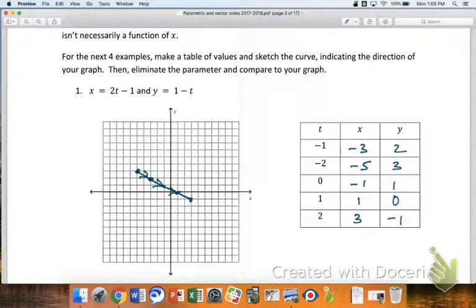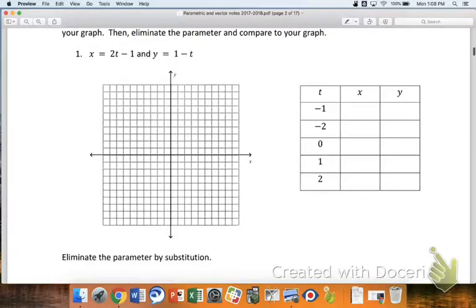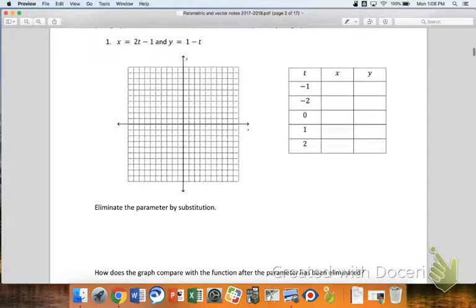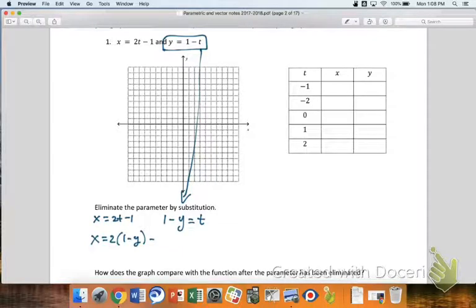So any questions at all on this one? Okay, so then as far as eliminating the parameter goes, here's what that could look like. I've got x is equal to 2t minus 1. We're going to use substitution. If I took the second one and solved for t, it would be 1 minus y equals t. I'm just taking that and rearranging it so that the t is by itself. And then I'm just going to take the 1 minus y and substitute that in for the t on the other one. So x is equal to 2 times (1 minus y) minus 1.